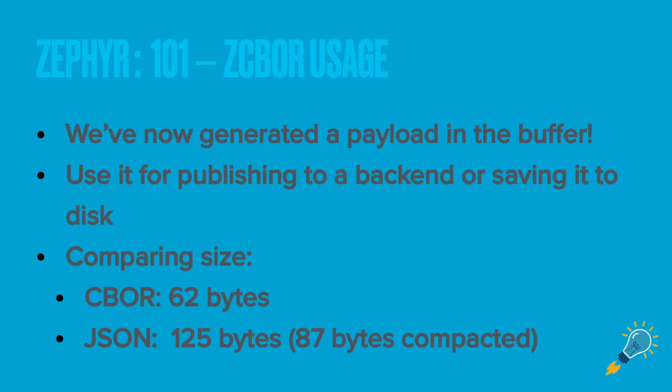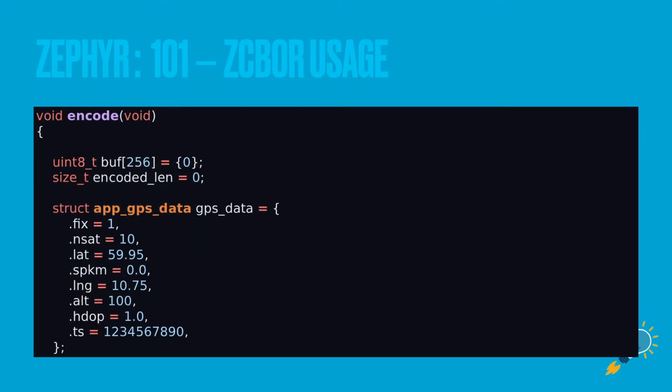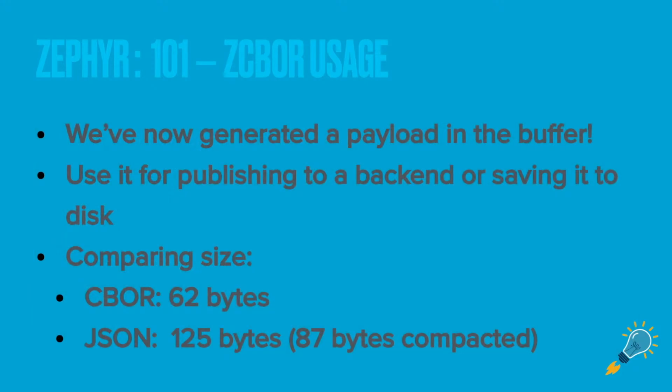Comparing size, if you have uncompressed, uncompacted JSON, it's 125 bytes for that payload. So this particular payload right here is 125 bytes. If you do it compacted, so you remove all the spaces and the return characters, you'll get 87 bytes. Zcbor reduces it to 62. So you're saving 25 bytes per usage.